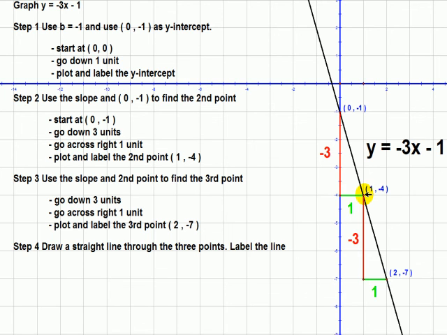To find the third point, what did we do? We went down 3 units, and then we went across 1 unit to our right. We plotted the point and labeled it as 2, negative 7. For step 4, we looked at 0, negative 1, 1, negative 4, and 2, negative 7, and drew a straight line between these 3 points. And then finally, we drew our little label, which was y equals negative 3x minus 1. And thus, we have shown you all 4 steps for drawing y equals negative 3x minus 1.